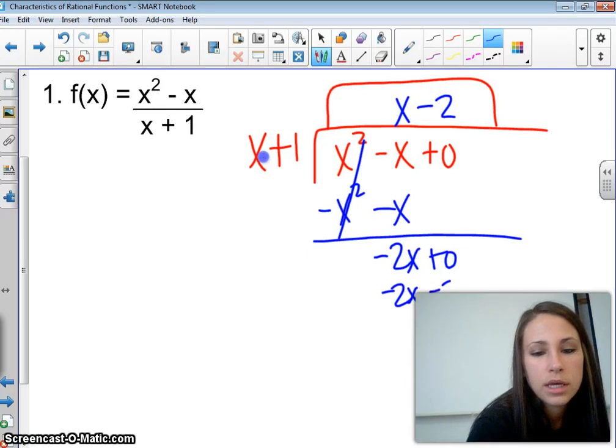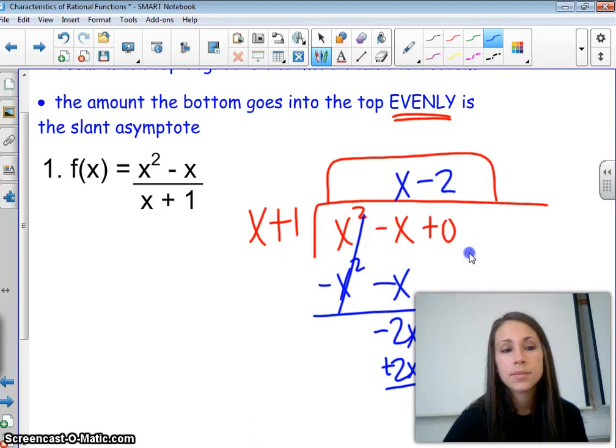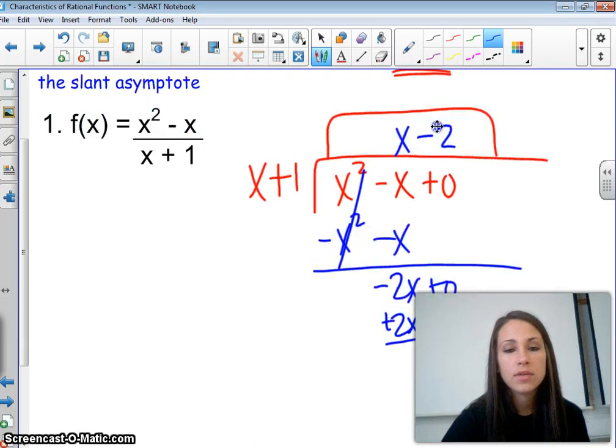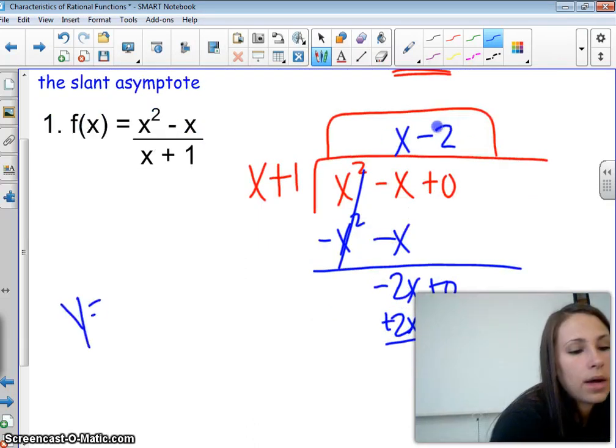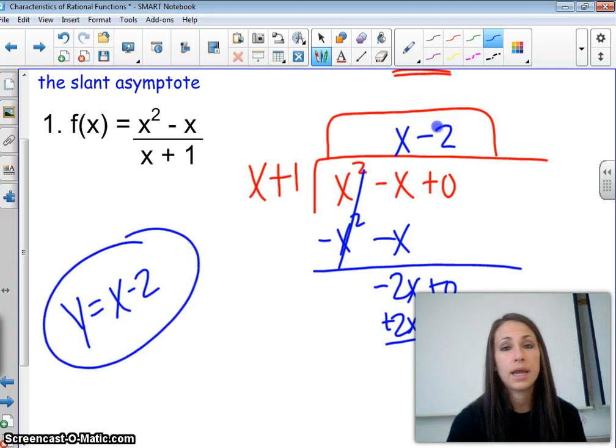Negative 2 times 1 is negative 2 when I change the signs. The remainder is 2, but I don't care about this. The amount that it goes evenly is y equals x minus 2, and this represents the equation for my slant asymptote. And so I'll show you what that looks like on the graph.